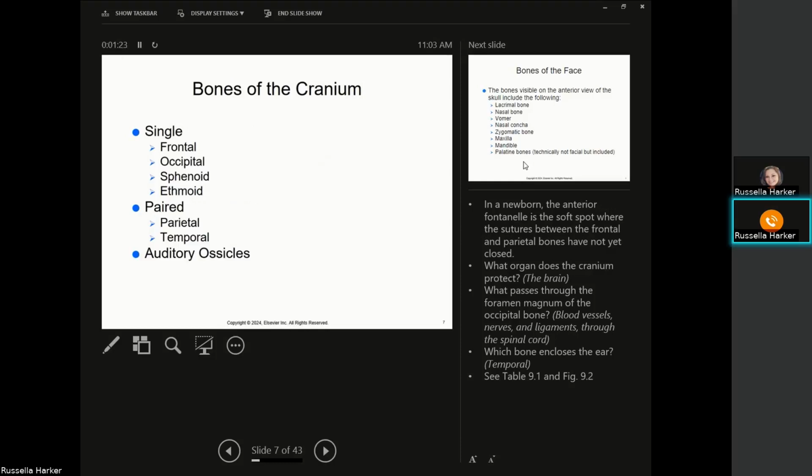For the single bones, we have the frontal bone, which forms the forehead, part of the floor of the cranium, and most of the roof of the orbits. The orbit is the bony cavity that protects the eye, and the frontal bone contains the 2 frontal sinuses, one located above each eye. The occipital bone forms the back and base of the cranium, and it joins with the parietal bones at the lambdoid suture. The spinal cord passes through the foramen magnum, which is the big hole or opening at the base of your skull that allows the spinal cord to enter and meet with the brainstem.